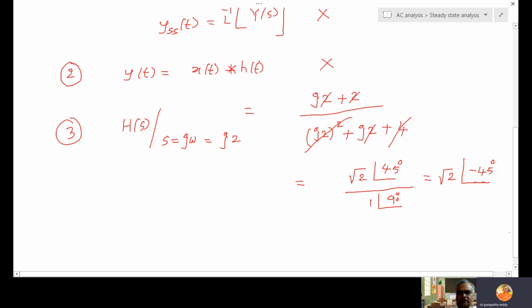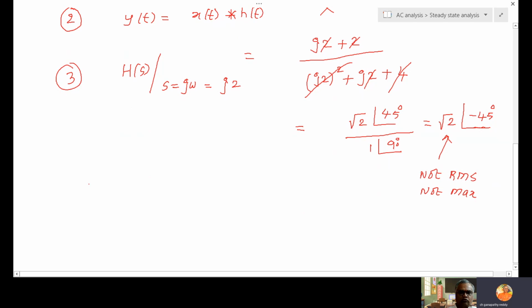What is this root 2, RMS or maximum? This root 2 is not RMS, not maximum. Why? RMS and maximum are applicable to a signal, not to the system. For a system we never speak in terms of RMS or maximum. Only a signal, input signal or output signal, is expressed in the form of RMS or maximum. So don't think root 2 is RMS or maximum. Root 2 is the value. So the system value simplified to root 2 angle minus 45.